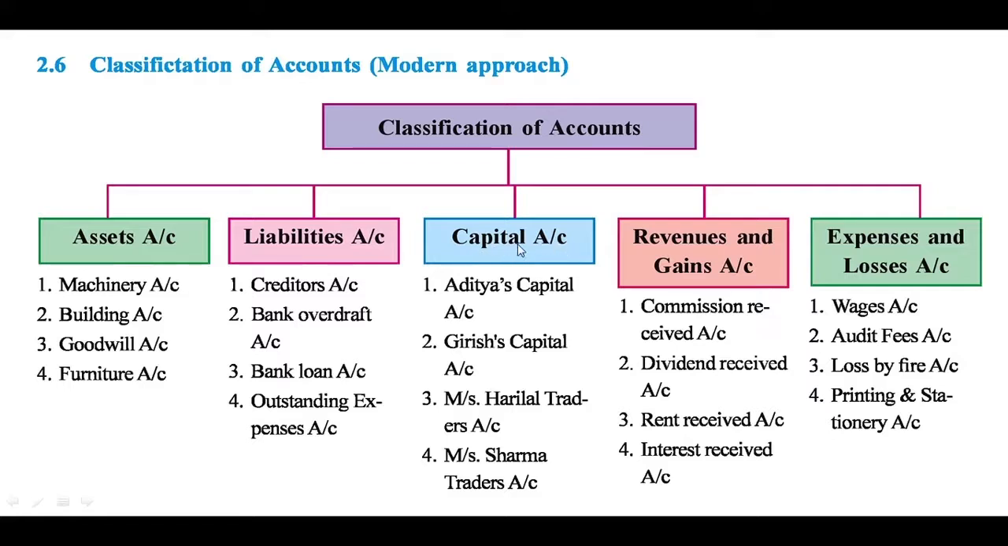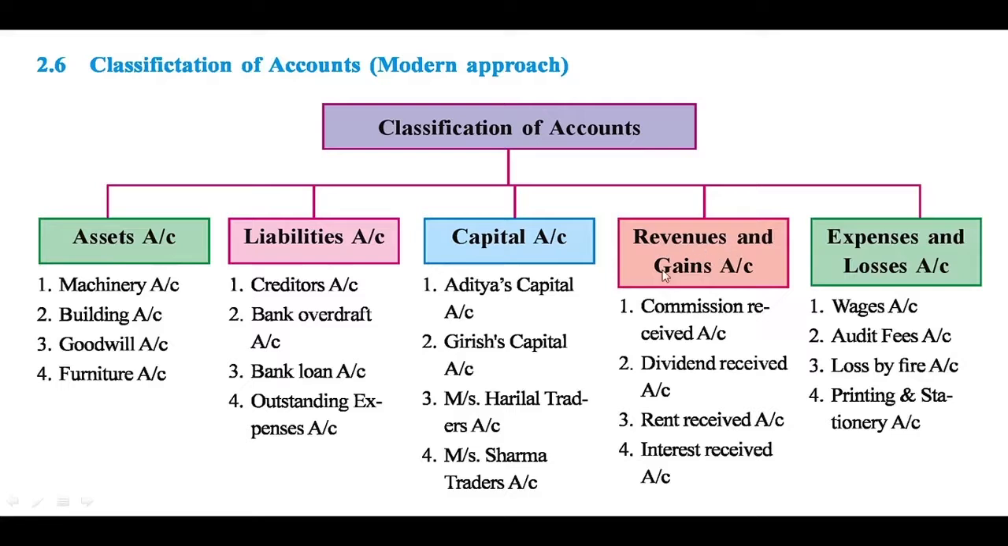Then next is the capital account. You all know that capital is the amount invested by the businessman in the business. In order to start the business, to set up, the businessman has to buy the fixed assets. Sometimes he has to buy the raw material. He has to buy the premises. So all these expenses are to be incurred, and for that capital is required. So capital account is the amount invested in the business.